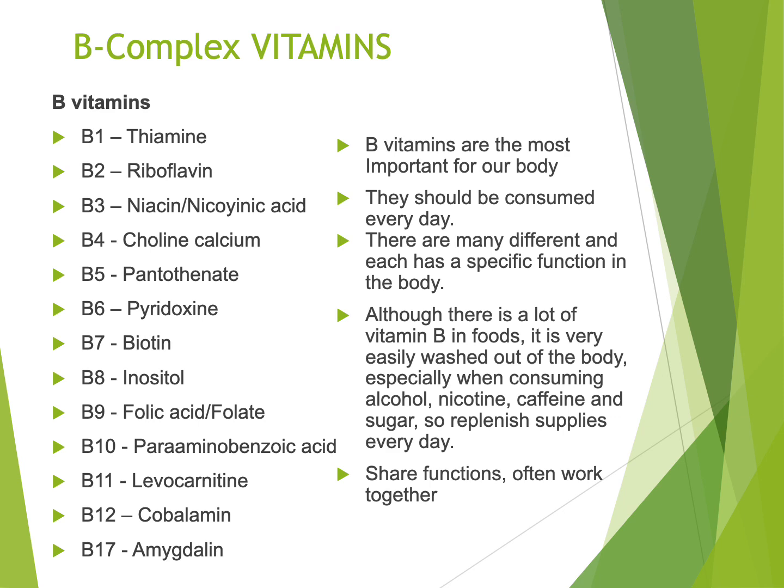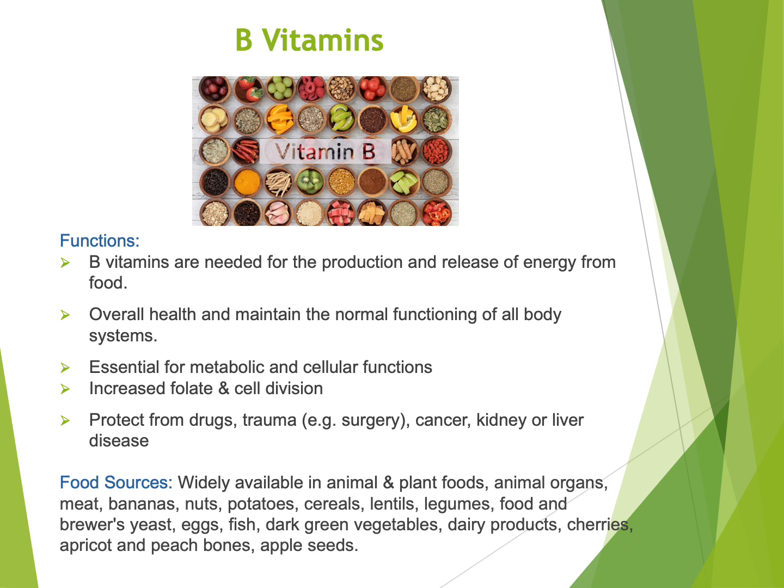These vitamins also share functions and they often work together. B vitamins are needed for the production and release of energy from food, overall health and maintenance of the normal functioning of all body systems, and are essential for metabolic and cellular functions. They increase folate and cell division. They protect from drugs, trauma, cancer, kidney or liver disease. Once again, some of the food sources are many animal and plant foods like animal organs, meat, bananas, nuts, potatoes, dark green vegetables, dairy products, legumes, among others.